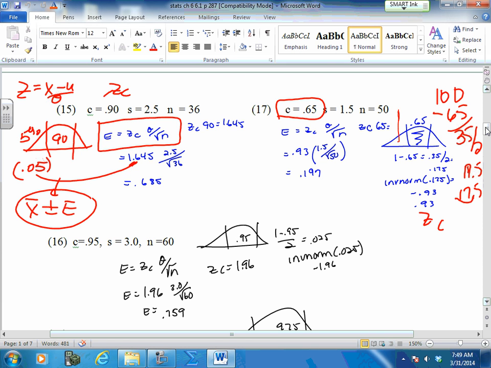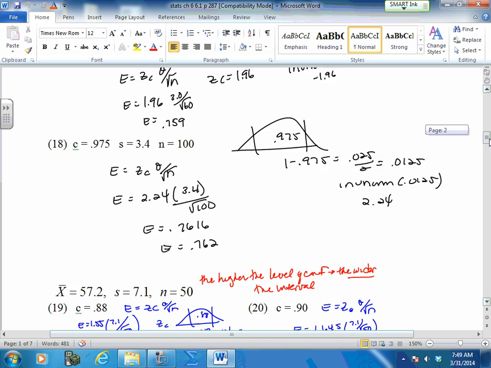Questions on finding your margin of error? If you're going to use your calculator for your confidence interval, you're just going to back out of your confidence interval to find your margin of error, which as soon as we get to that, I'll just show you again. Subtract the mean from the higher end, and you can find your margin of error without your formula.